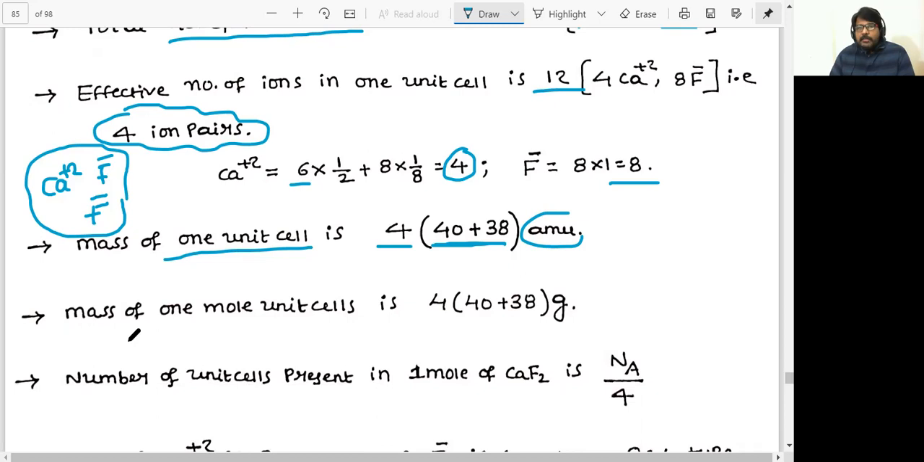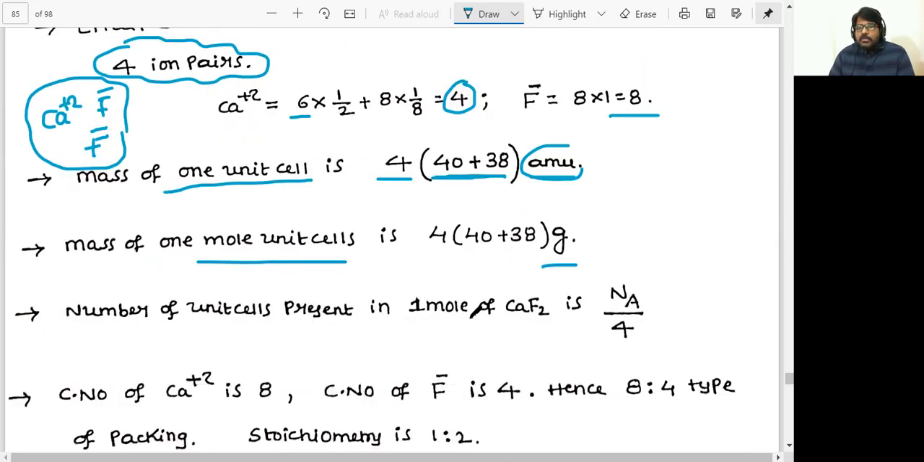But if you want to find the mass of 1 mole of unit cells, I already discussed in the previous videos how to convert the mass of one unit cell into the mass of 1 mole of unit cells. Very simple thing. This must be multiplied by Avogadro number, because you are finding 1 mole of unit cells. Later the resulting value should be divided by Avogadro number, because you are converting AMU mass into grams. As a result, the numerical value is the same, but one is in AMU and the other is in grams.